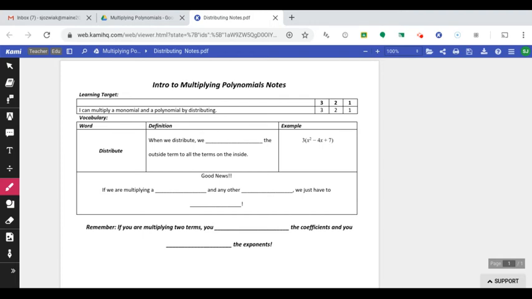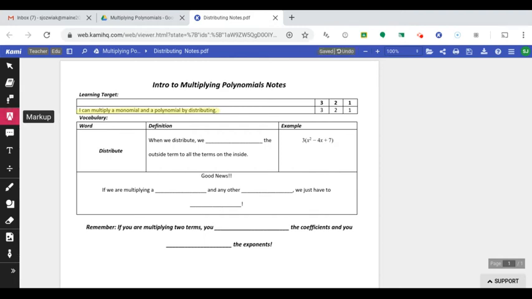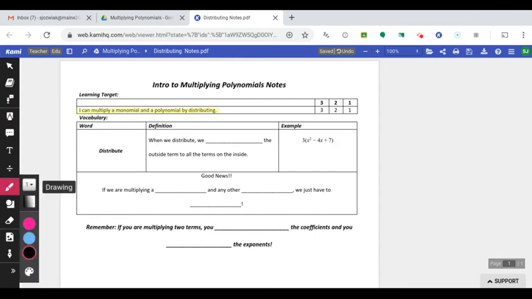So here we need to talk about distributing first. You'll notice our learning target says I can multiply a monomial and a polynomial by distributing. So hopefully you remember monomial means there's only one term and polynomial means many terms. When we think about distributing, we have to remember that we're multiplying the outside term to all the terms on the inside.